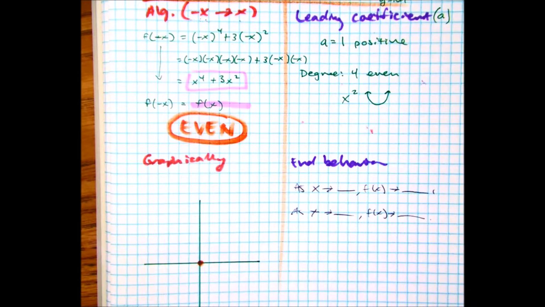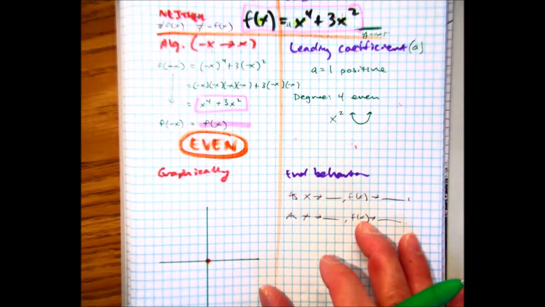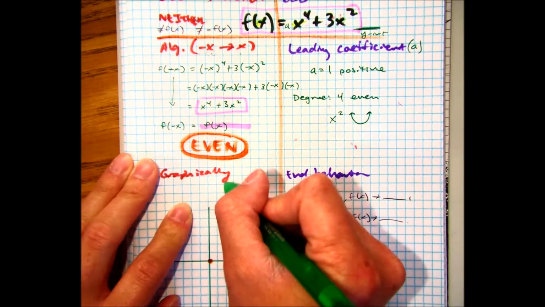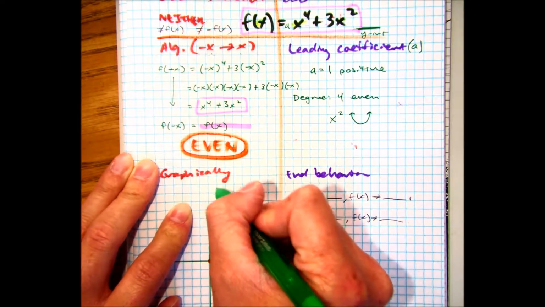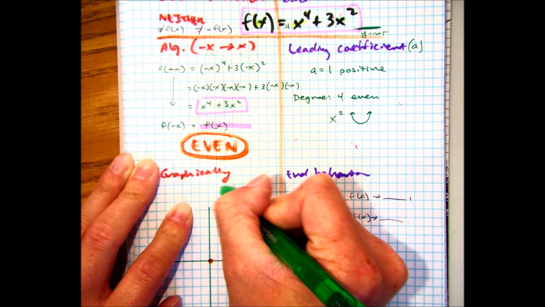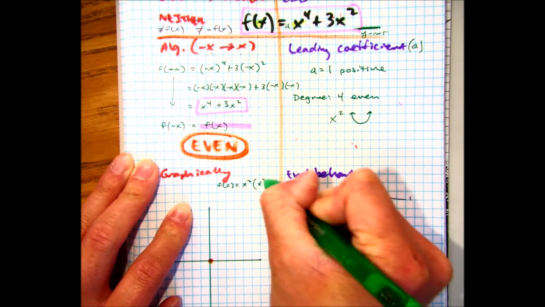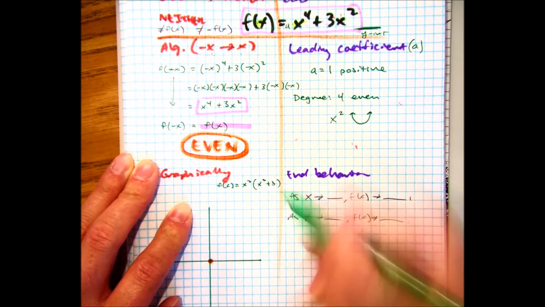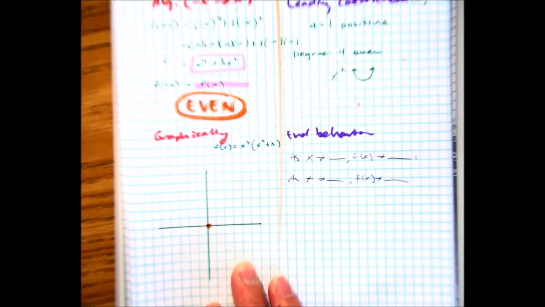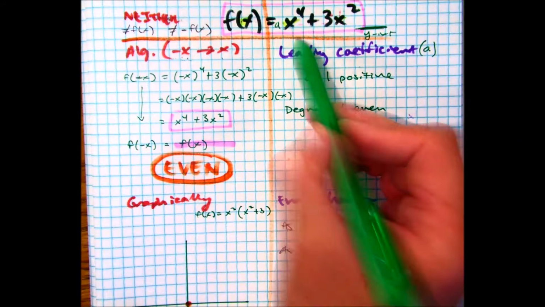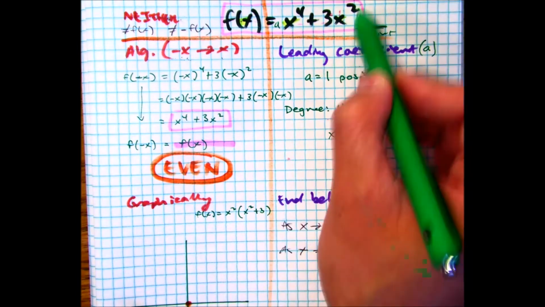Another clue that I can get is it looks factorable. If I look at x to the 4th plus 3x squared, it looks like I can factor out a GCF of x squared. So f of x equals x squared times x squared plus 3. You can double check that by distributing. X squared times x squared gives me x to the 4th. X squared times 3 gives me 3x squared.